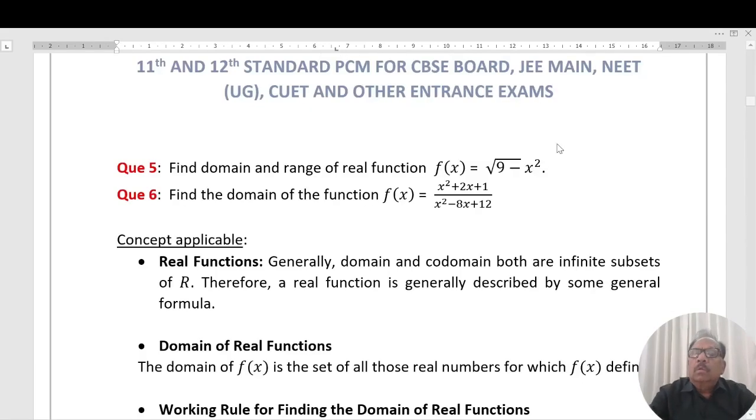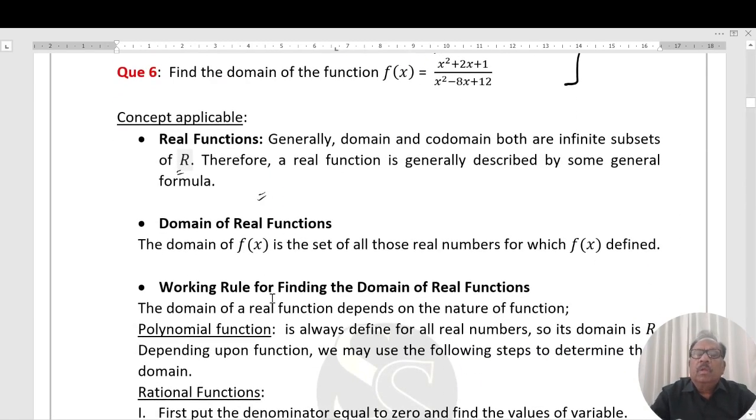Now, real valued functions. We will discuss how to find the domain and how to find the range, right? In real functions, generally the domain and codomain both are infinite subsets of R. Therefore, a real function is generally described by some general formula, right? What is the domain of a real function? The domain of f(x) is the set of all real numbers for which the function is defined. What is the domain? The domain is the set of all possible values of x for which the function is defined.